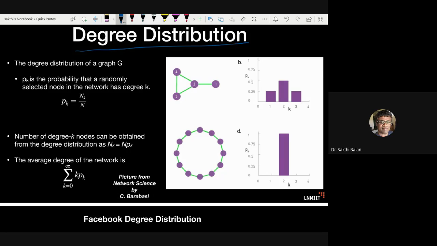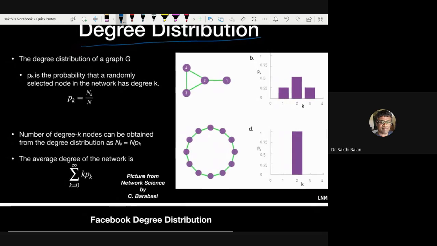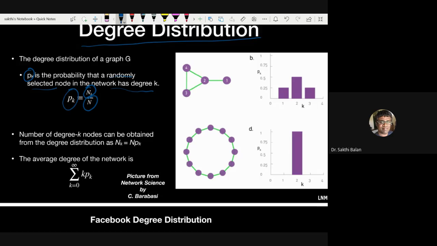So here, when I'm talking about the degree distribution, I'm considering pk. What is this pk? Pk is the probability that a randomly selected node in the network has degree k. Okay, so I take the degree as k. I'm fixing the degree as k. Now I'm seeing how many nodes are there having the degree k, and that is denoted as nk. And then divided by n, that gives a probability.